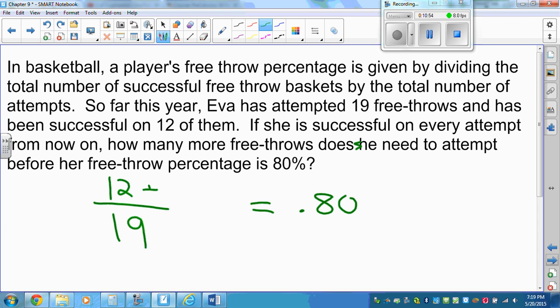Well, if she does x more and gets them, it's like adding x more to each one because she's successful on every one. So that's added both to the bottom and the top. So this is the equation that we are trying to solve: (12 plus x) over (19 plus x) equals 0.8. So I am going to multiply the top and the bottom by 19 plus x. Sorry, the left side and the right side.